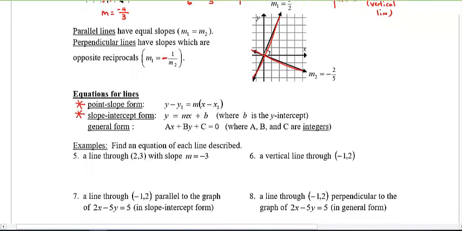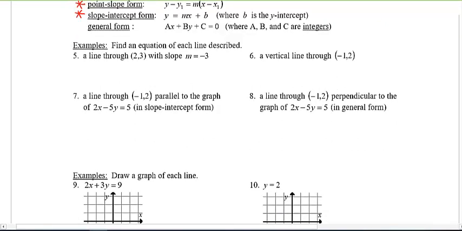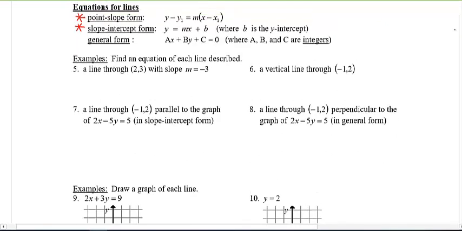So looking at that, can you try examples 5, 6, 7, and 8? We'll do a few of them together. So find an equation of each line described. If I said an equation, it doesn't matter which format, you can choose. If I get information with a point and a slope, yeah, I'm going to use the point slope form for sure. So if you think about the 2, that's my x sub 1, and my 3 is my y sub 1.